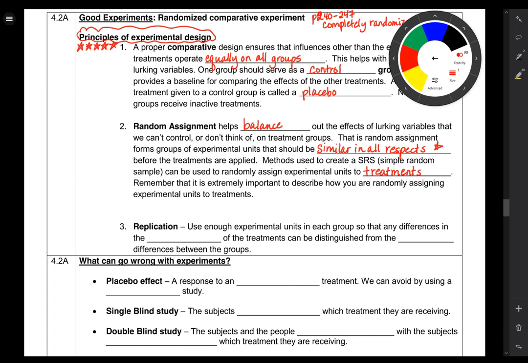Remember that it's extremely important to describe how you are randomly assigning experimental units to treatments. Some of you are very vague and not very clear, and you write maybe one sentence that doesn't really fully describe how you randomly assign. You just said, "I labeled them 1 to 20 and then put the first 5 in groups." You don't really tell how you randomly assigned them. Did you use a random number generator? Did you put the names in a hat? You need to be specific as you're carrying out the experiment.